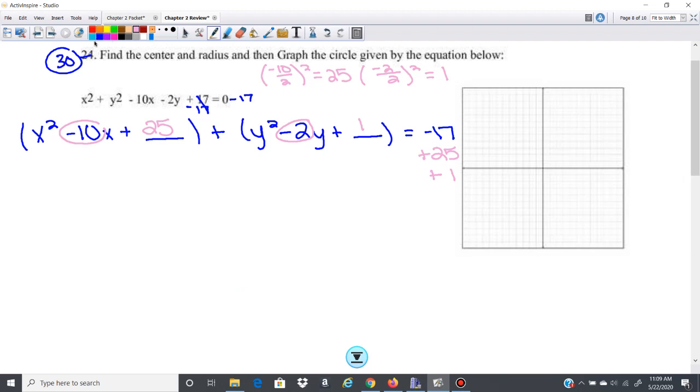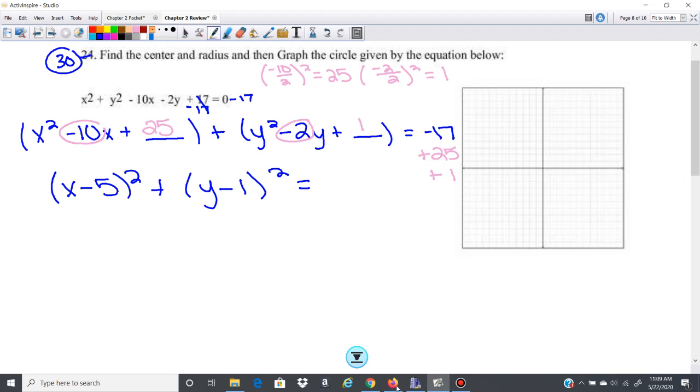Okay, next thing that we want to do is factor. Factoring this, it should be a perfect square trinomial. 5 times 5 is 25. Negative 5 times negative 5 is positive 25. Negative 5 minus 5, negative 10. So x minus 5 squared. This is going to factor negative 1 times negative 1, positive 1, negative 1 minus 1, negative 2. So this is going to be y minus 1 squared.